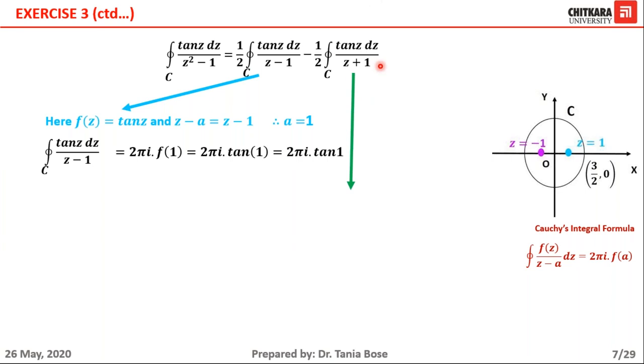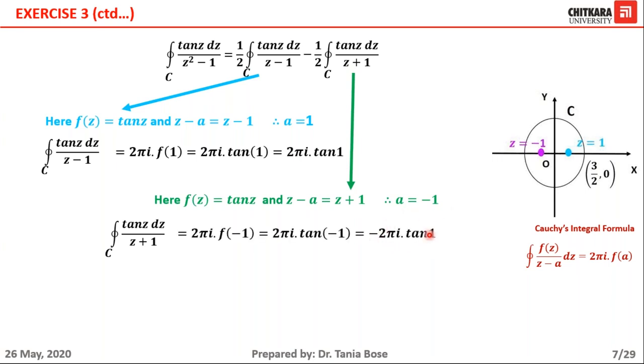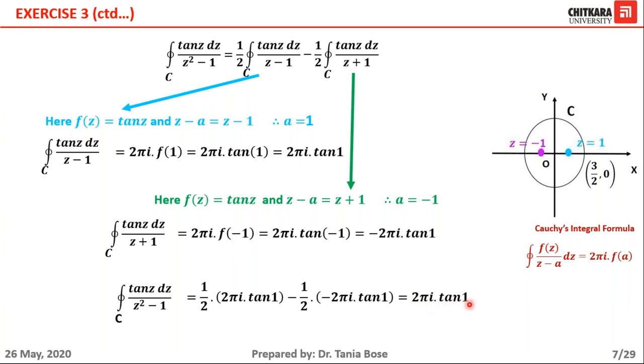Similarly, to calculate the second integral, again, when I compare it with the Cauchy's integral formula, f of z is tan z and the value of a comes out to be minus 1. So on calculating it, the answer to the integral is minus 2 pi iota tan 1. Substitute these two values in this form. So we get the net answer for the integral over C curve as 2 pi iota tan 1. So by whichever method you do it, you'll get the same answer, right? So I hope you could do these two questions.